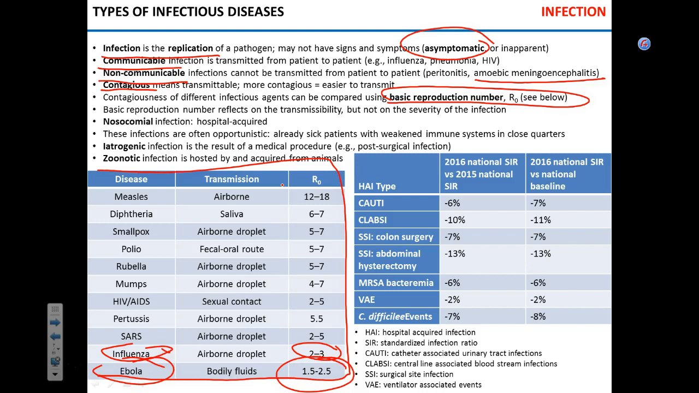And it's a really terrible disease, right? You can die from it. On the other hand, something mild, let's say mumps, has a basic reproduction number in the range of 4 to 7. And I'd rather have mumps than Ebola. Okay? The most contagious disease that we know of is measles.